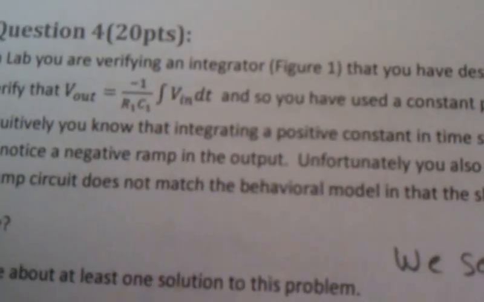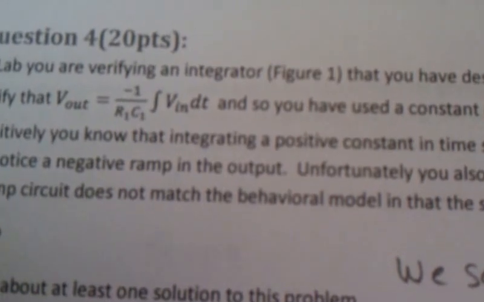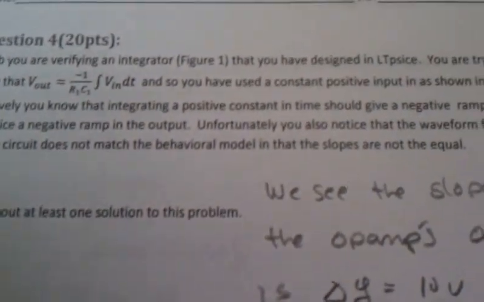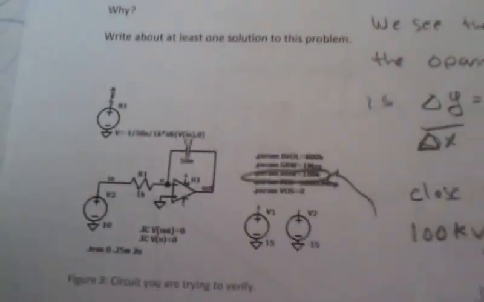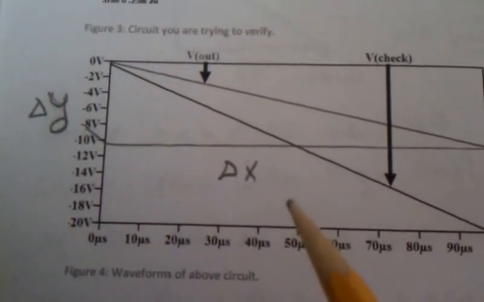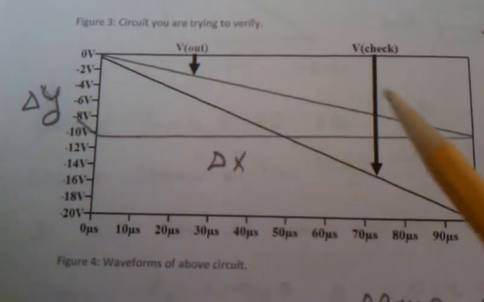We have another integrator issue. We're trying to verify that this integrator is working. And this time, I've just tried to use a constant input. And a constant input into an inverting integrator should give me a slope. And in fact, it does.